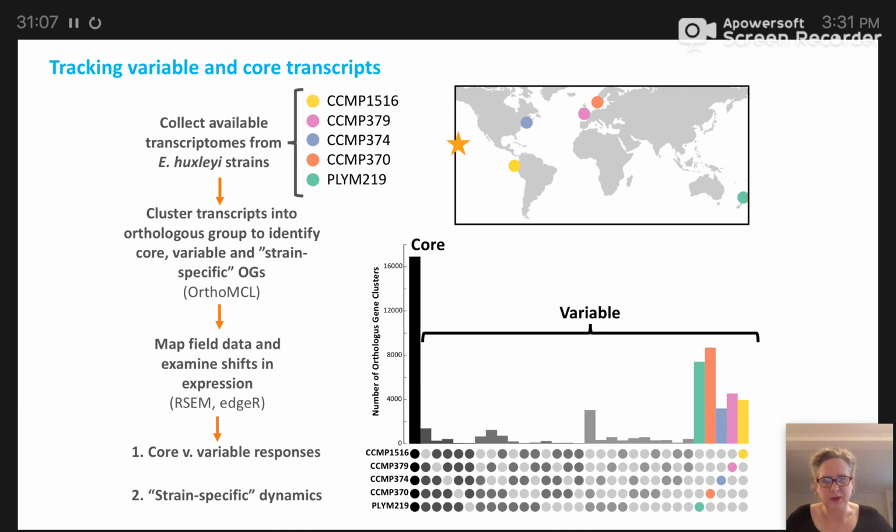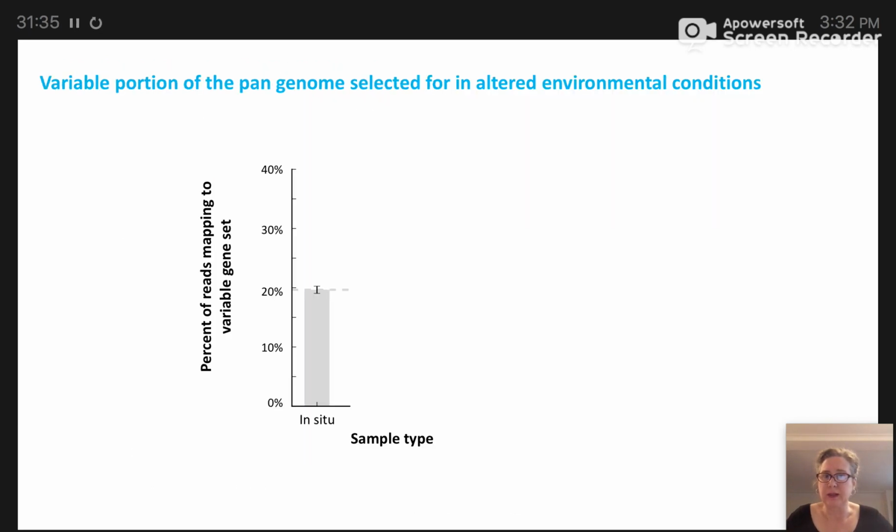For the core versus variable responses, when you think about it, we've been arguing that that variable gene set is really what drives a strain's ability to thrive in a given environment. And you could postulate that if you change the environment by adding nutrients, for example, that you would see a shift in the expression of the variable gene set. So it's those data that we'll look at next.